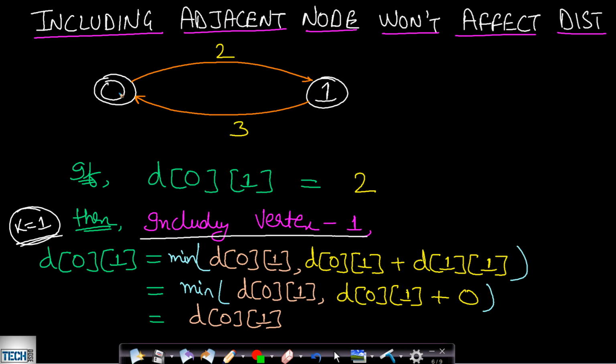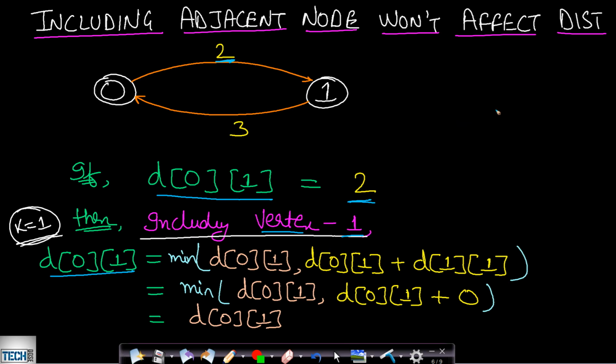So let us assume that you already know the adjacent distances from 0 to 1, and that is equal to 2. So we have written the distance from 0 to 1 as 2. Now in the Floyd-Warshall algorithm, you will have to include each and every vertex one by one. So let us assume that we are including vertex 1, and now you want to find the minimum distance from 0 to 1, and the already known distance from 0 to 1 is 2.